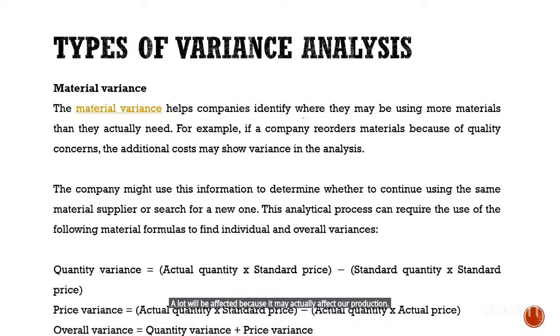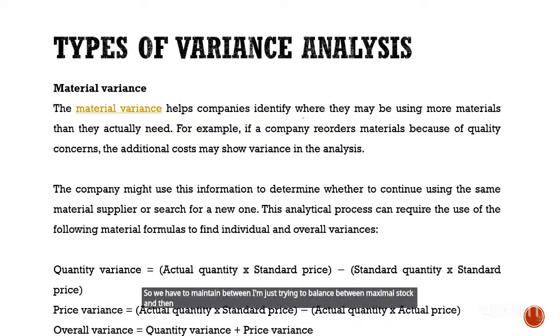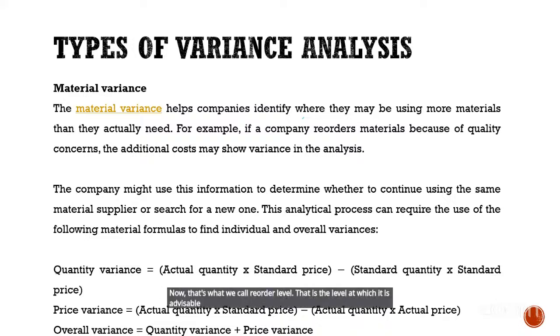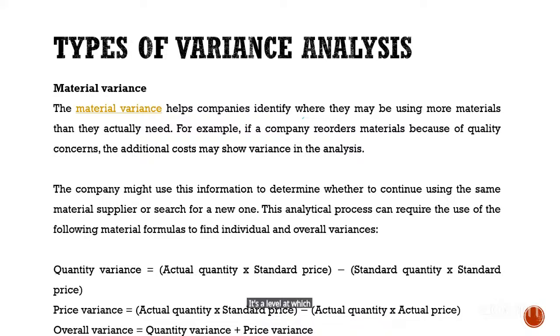So we have to strike a balance between maximum stock and minimum stock. We have to maintain a level between the maximum stock and the minimum stock. That's what we call the reorder level. That is the level at which it is advisable, it is wise, to place an order.